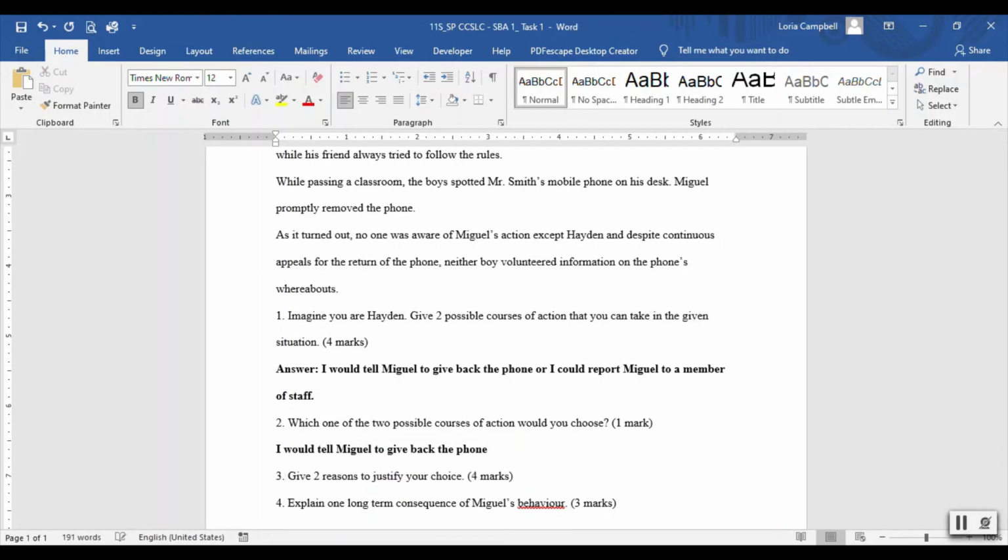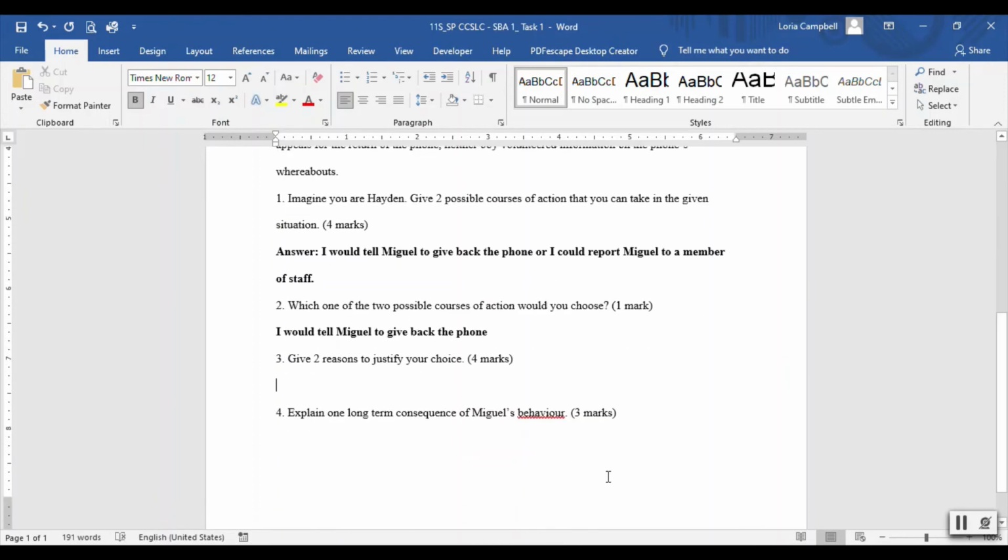Good. Now they ask, give 2 reasons to justify your choice. What this question is asking you to do is to say, why would, in my case, since I said I would tell him to give back the phone, why would I tell him to give back the phone? Give some good reasons why I would do that. And I would simply say, because Miguel could get into trouble, because I could get into trouble, because persons know that I'm Miguel's friend, and a number of other things.